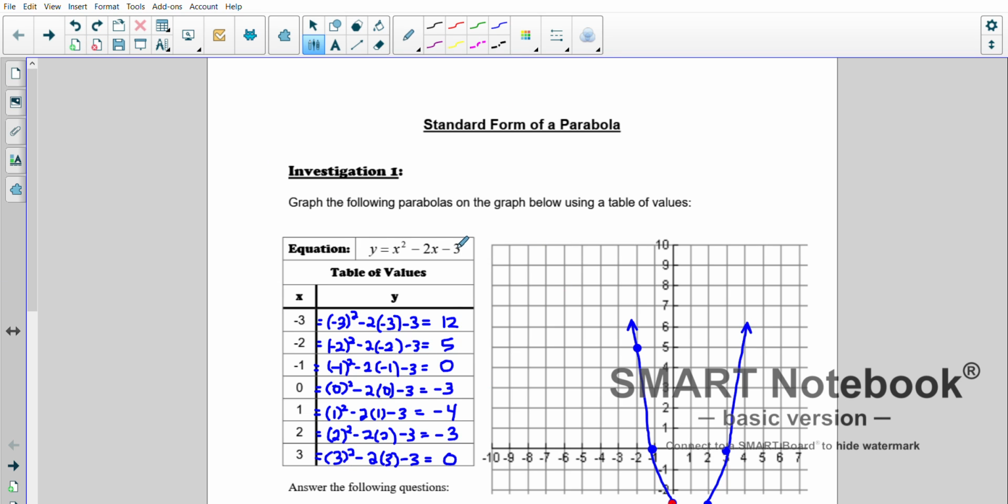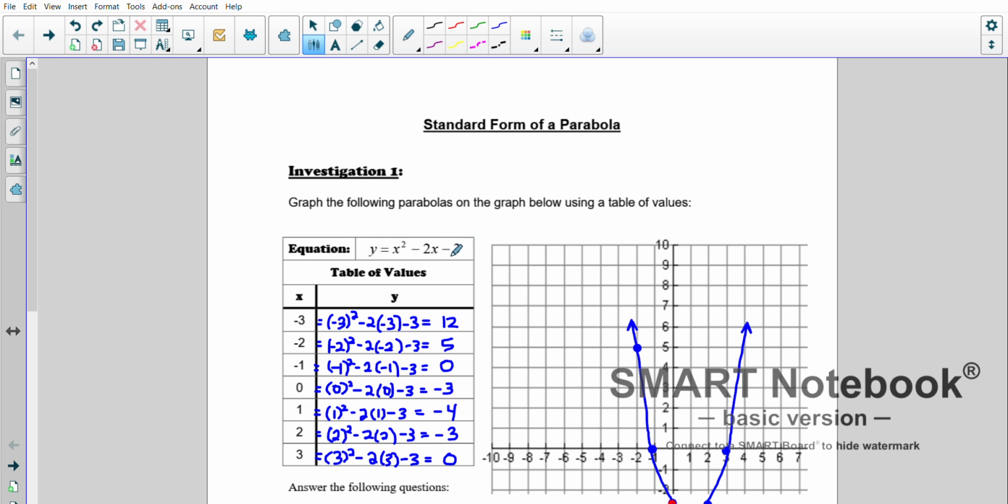So today we're talking about the standard form of a parabola. So this is another equation of the parabola. We've already seen the vertex form, that gives us the vertex. We've seen the factored form, which gives us the zeros. Now there's this new form, and it kind of looks like this.